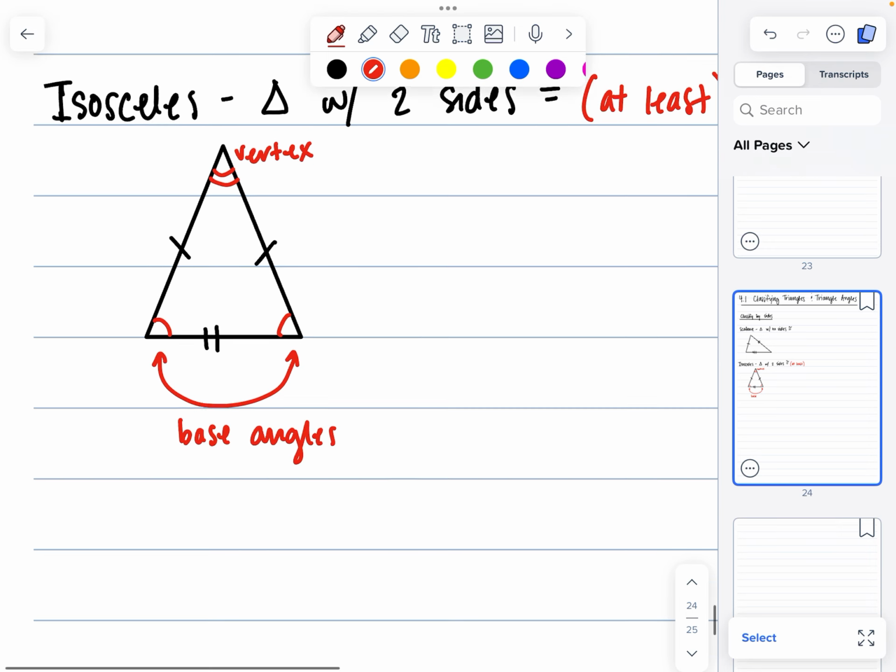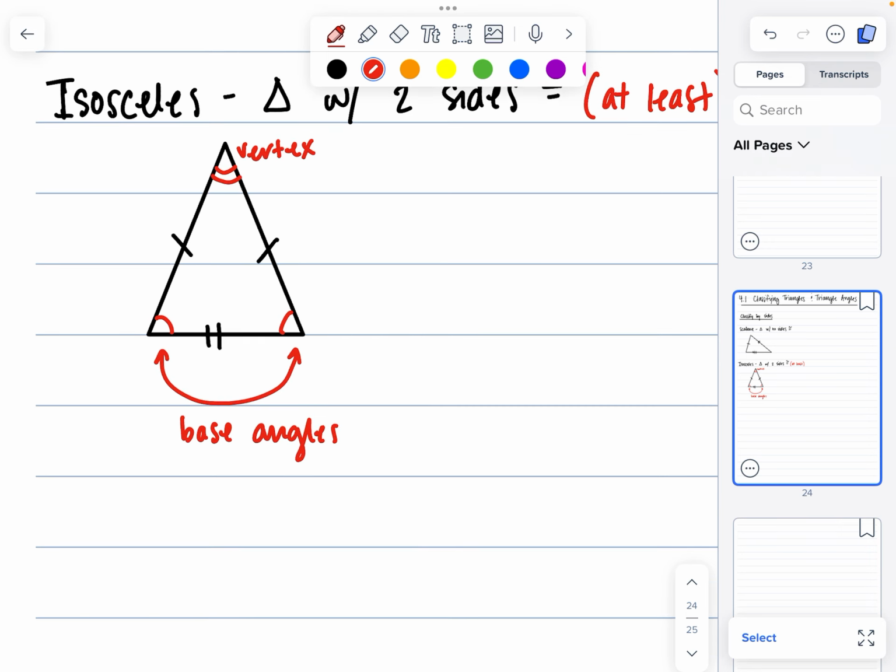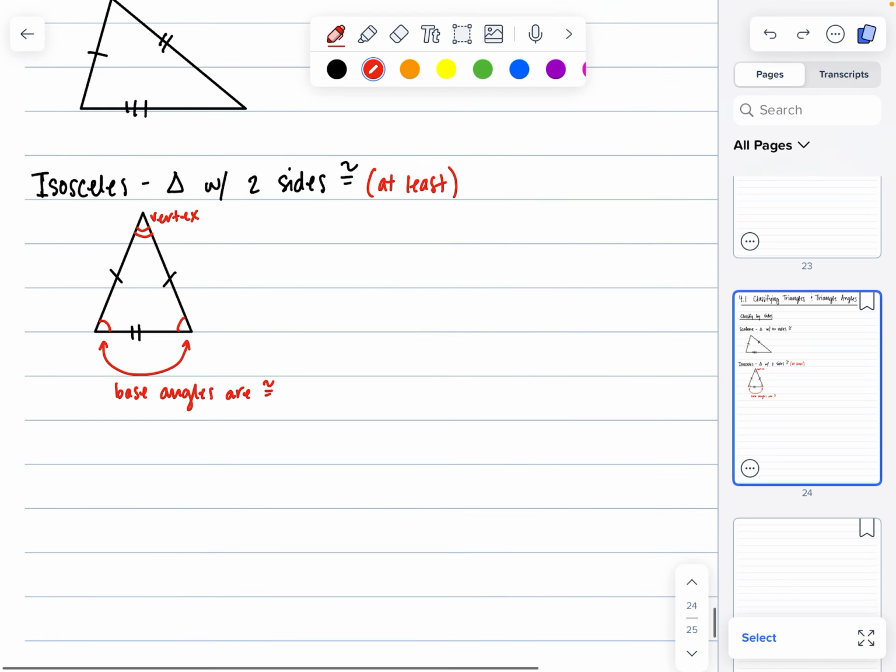Okay, anytime we have an isosceles triangle, we have a vertex and we have base angles, and the base angles are congruent. These are the angles directly across the congruent sides. Okay, so that is important to know.